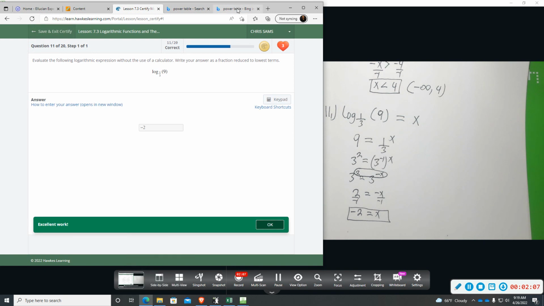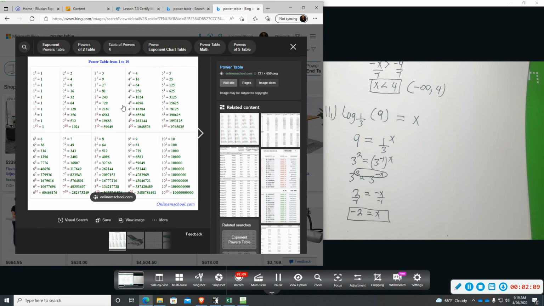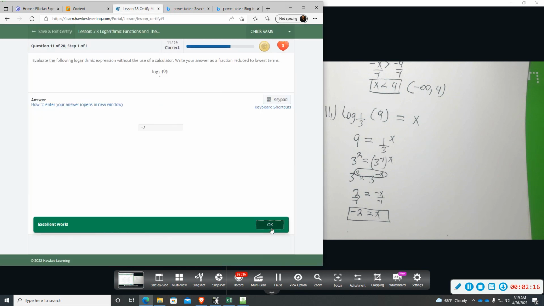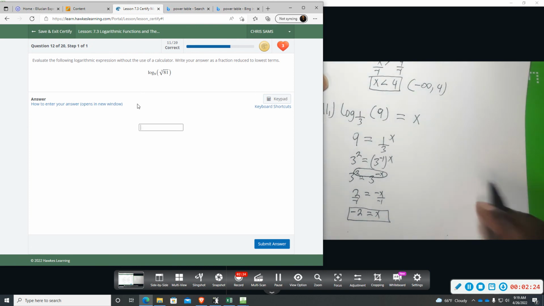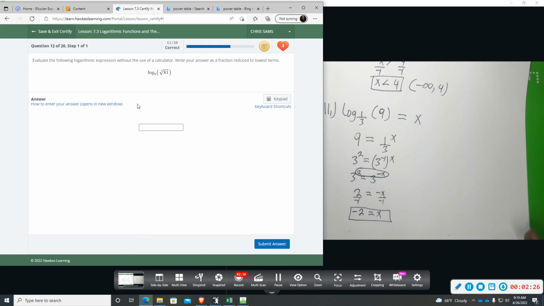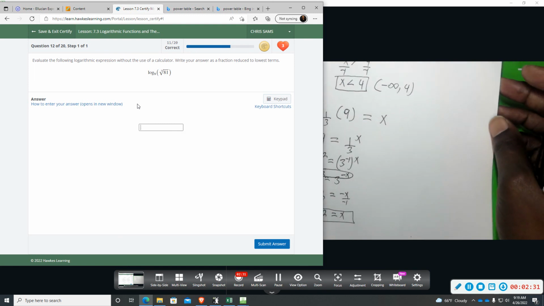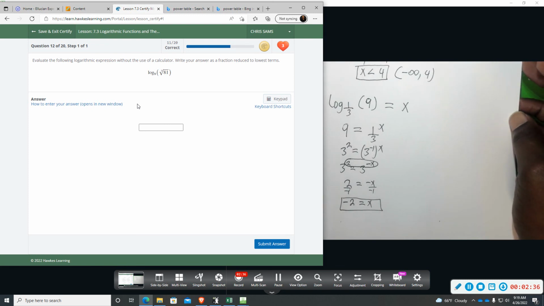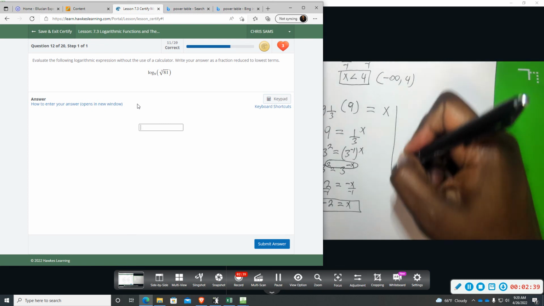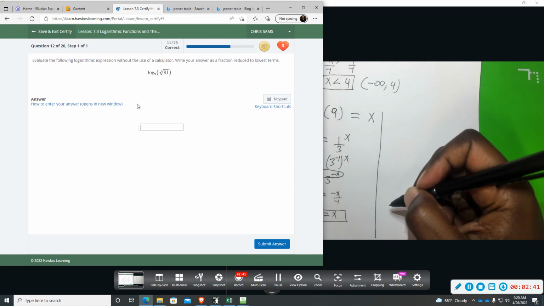So if you are not familiar with those powers, you want to use this power table, and you can see the 3 squared, and that's kind of where I'm getting all those values. Here, we want to evaluate it without the use of a calculator. I probably will use a calculator just because those are some pretty funky numbers. I think you have to, really, because these are some pretty big numbers. But we'll do as much as we can by hand, and I'll show you what to plug in at the end.